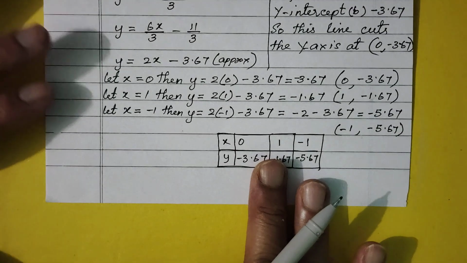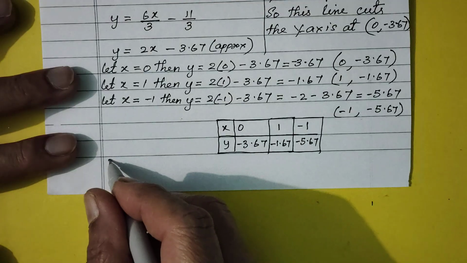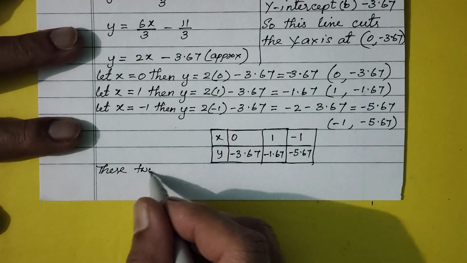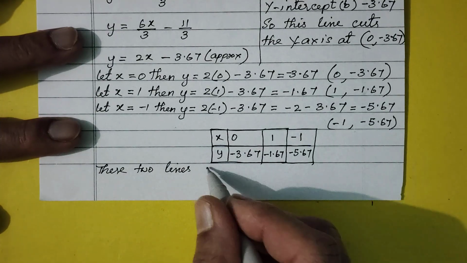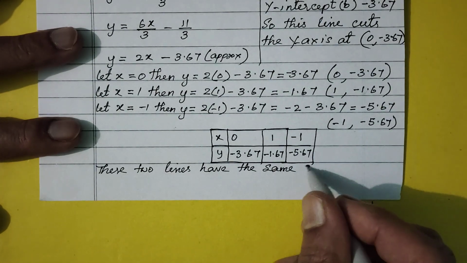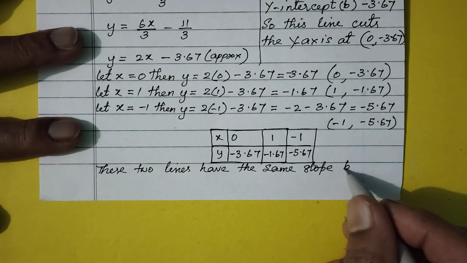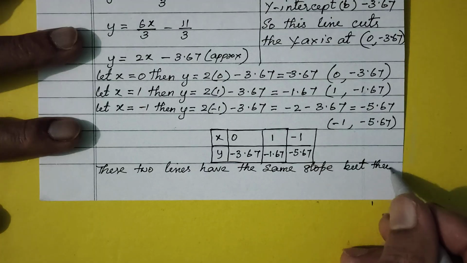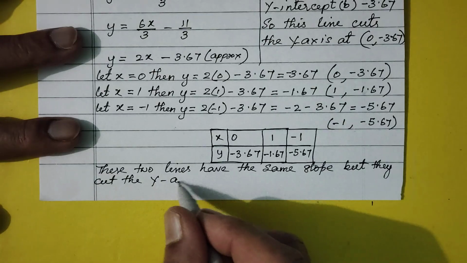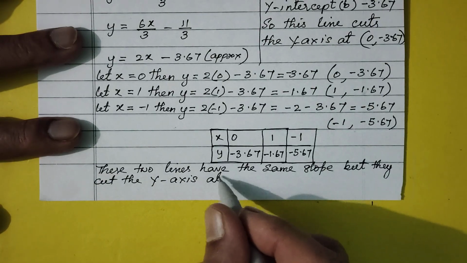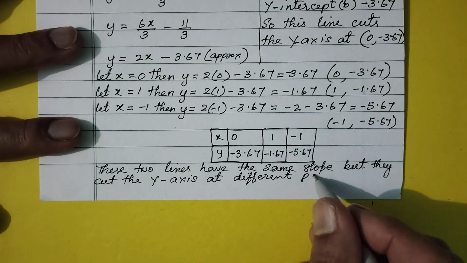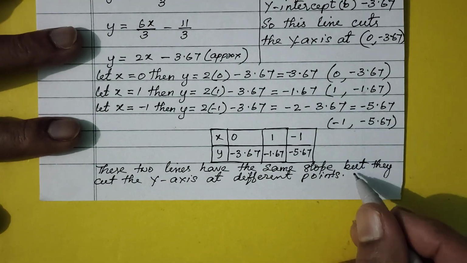So we can write it here. These two lines have the same slope, but they cut the y-axis at different points. So they are parallel.